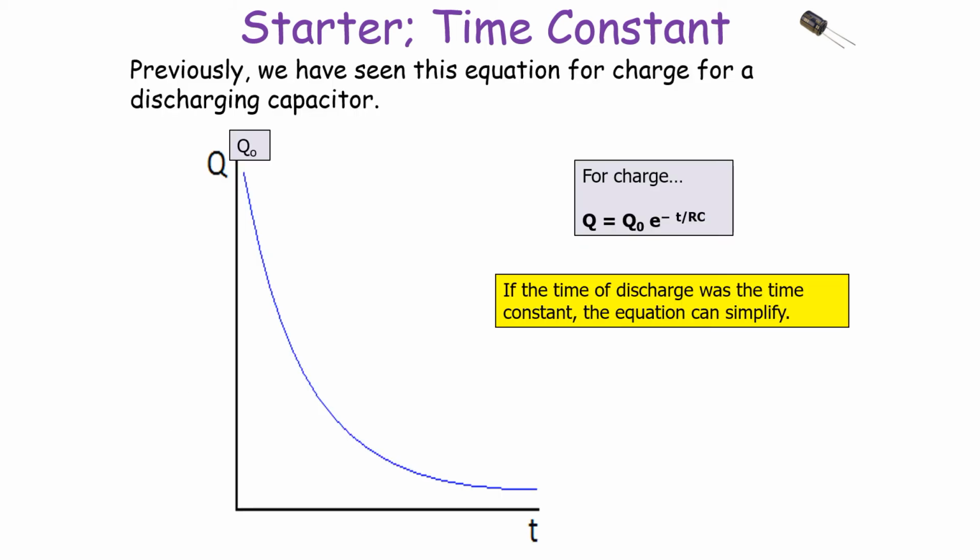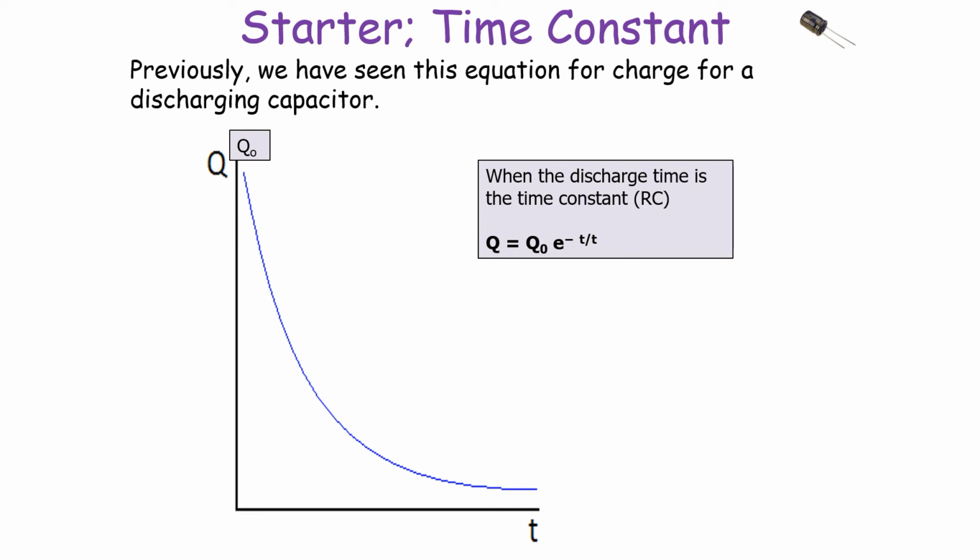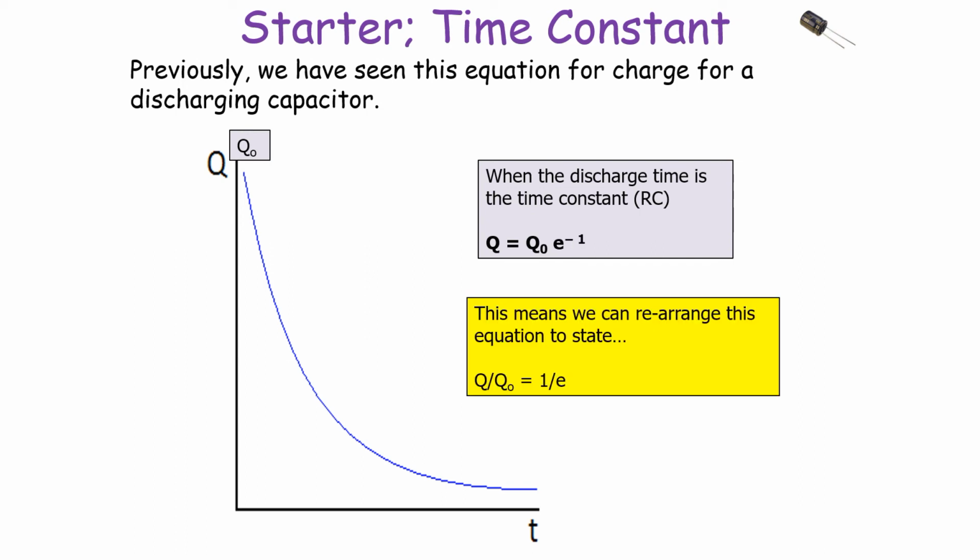However, what we can do is actually consider the time constant. Now if the time of discharge was the time constant, our equation can simplify. Now our time constant is worked out by the equation: time constant is equal to the resistance of the circuit times the capacitance of the circuit. So it will be equal to Q equals Q0 e to the minus t over t. So we get e to the minus 1. So we can write that as the following, or we can link it in like that.